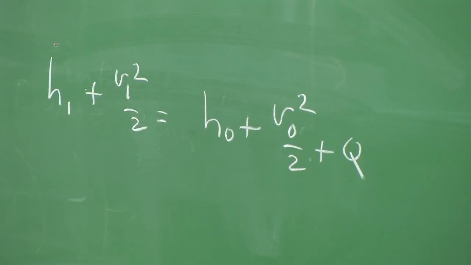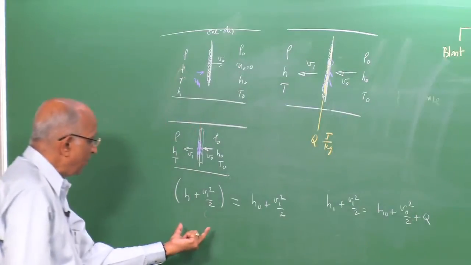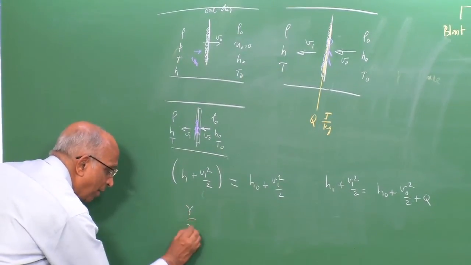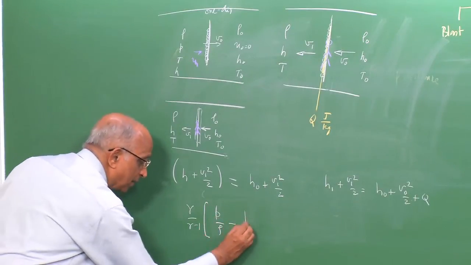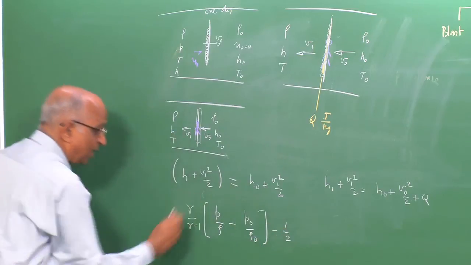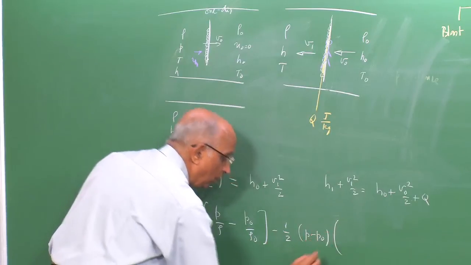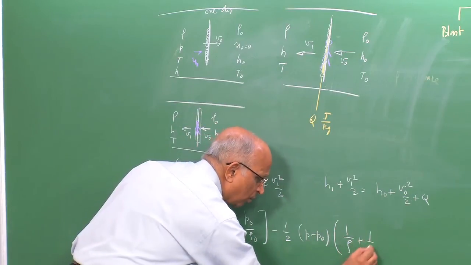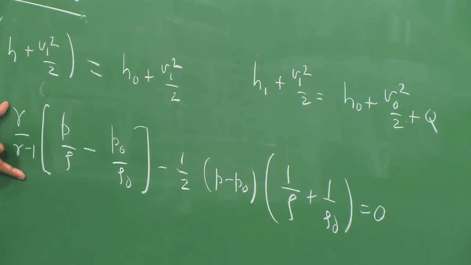Therefore, if I were to solve this equation, what did we get? From this solution we got gamma by gamma minus 1 into p by rho minus p0 by rho0, minus, I brought it to the left hand side, half into p minus p0 into 1 over rho plus 1 over rho0, equal to 0. You will recall this is how we solve this particular equation.